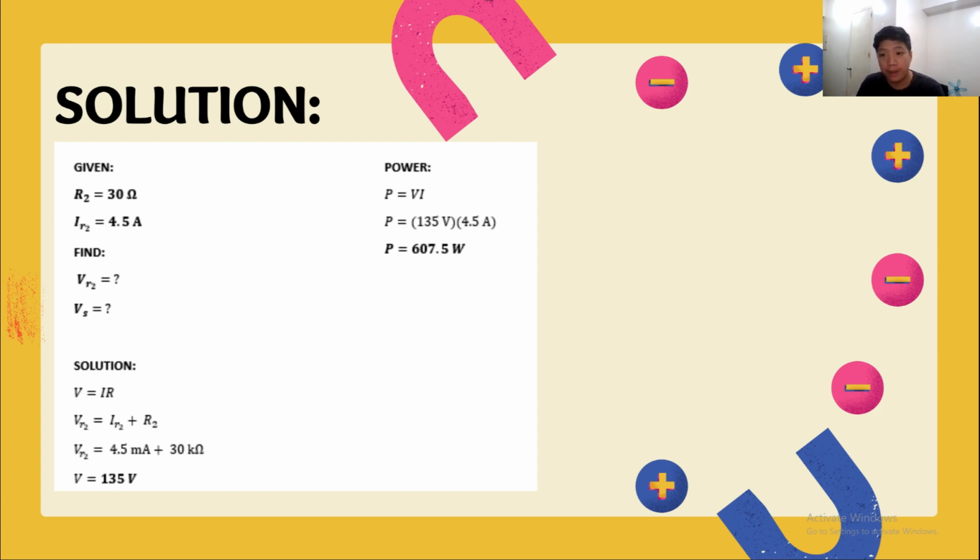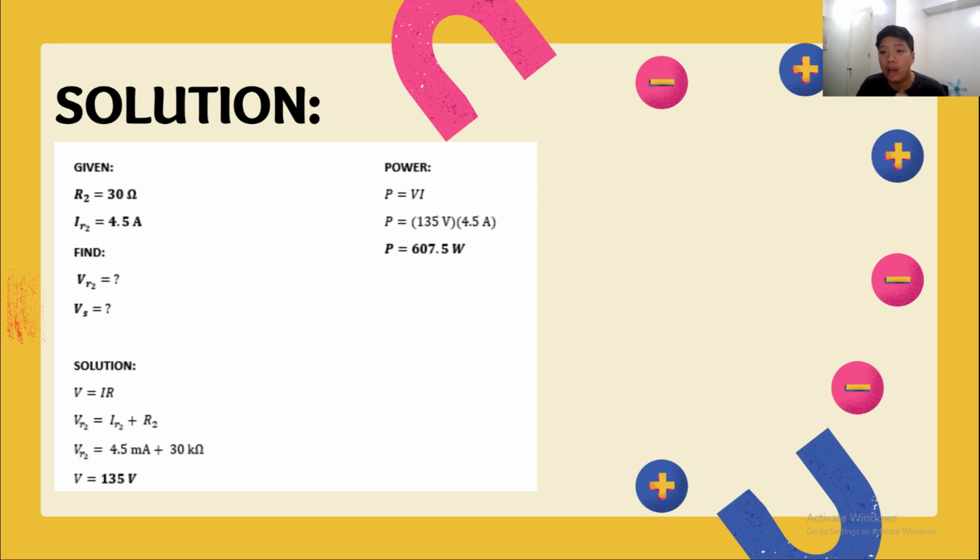4.5 ampere times 30 ohms. Our voltage is equal to 135 volts. Okay? If you multiply the ampere and the ohms, the answer you get is 135 volts. Okay. Now, we have voltage.